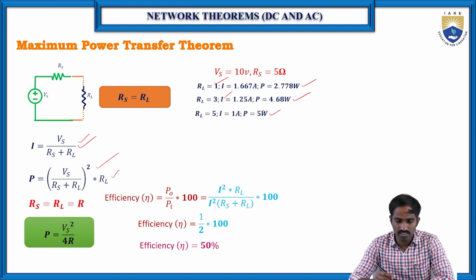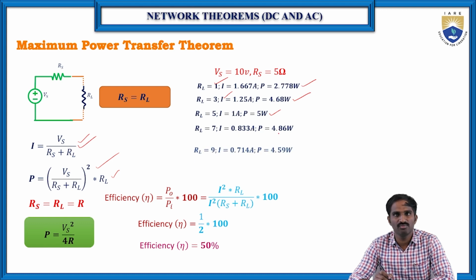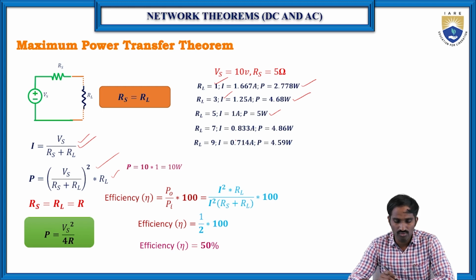Then let us consider two more values which are greater than 5 ohms. Let us consider RL is equal to 7 ohms. When RL is equal to 7 ohms, I will become 0.833 and P will become 4.86. Then similarly, RL is equal to 9 ohms. When RL is equal to 9 ohms, then P is 4.59.